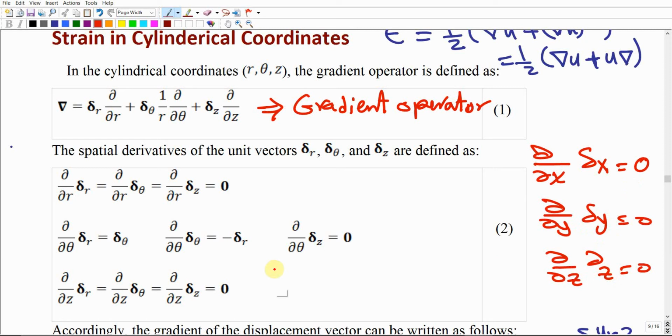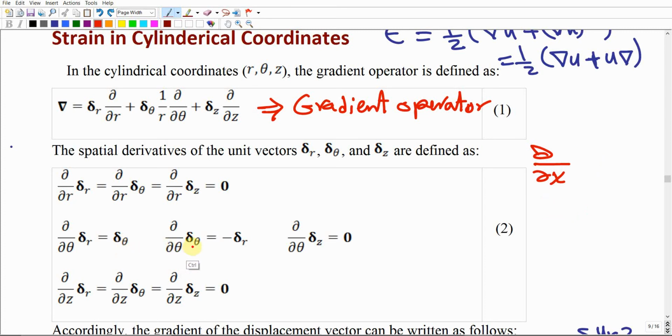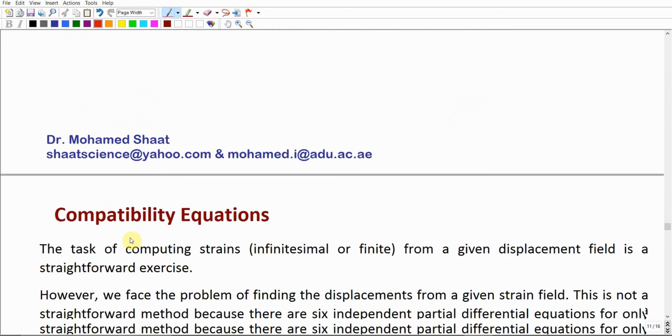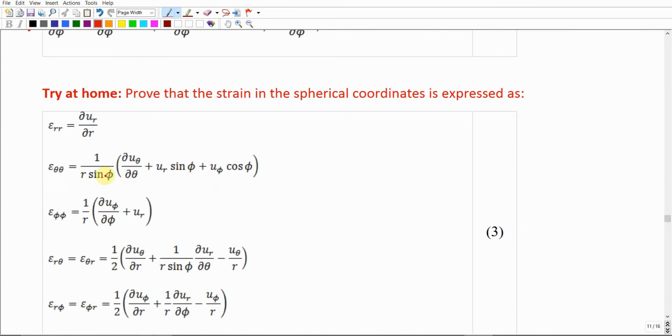Very simple, right? For example, the partial with respect to z of e_r, e_theta, and e_z is going to be 0 as well, except for the partial with respect to theta. The partial of e_r with respect to theta is going to give us e_theta, the partial of e_theta with respect to theta is going to give us negative e_r, and the partial of e_z with respect to theta is going to give us 0. These are the characteristics of the derivatives of the unit vectors in the cylindrical coordinates. You're going to find very similar things for the spherical coordinates.